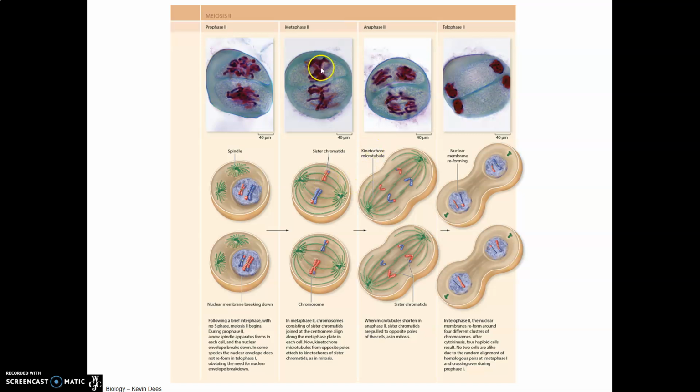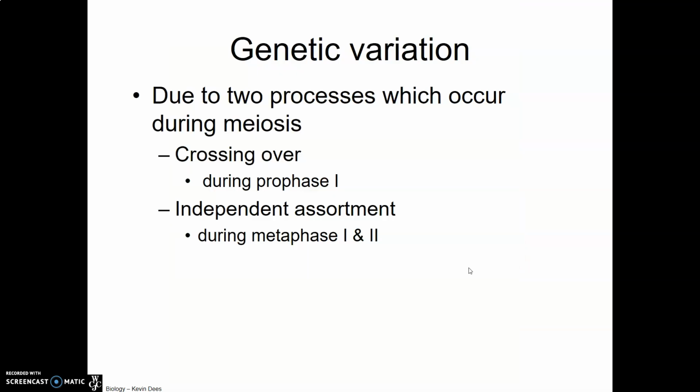Now, following metaphase 2, the sister chromatids will actually be pulled apart during anaphase 2, and during telophase 2, we see the haploid nuclei begin to form as cytokinesis is completed. Now, again, there's two very important processes that occur during meiosis that promote this genetic variation.